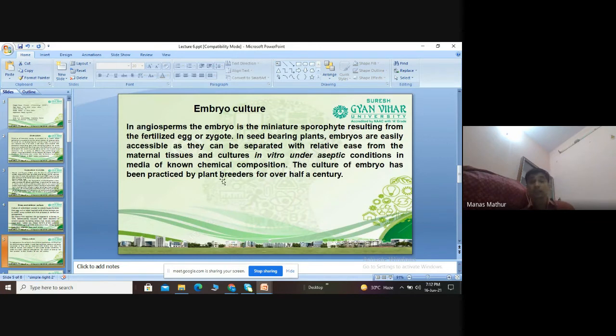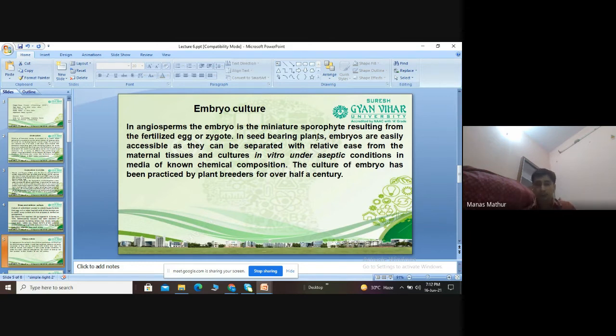The next culture is called embryo culture. Embryo means not a completely developed plant. In angiosperms, the embryo is a miniature sporophyte resulting from the fertilized egg or zygote. Two terms are there: sporophyte and gametophyte. So this sporophyte results from the fertilized egg or zygote.